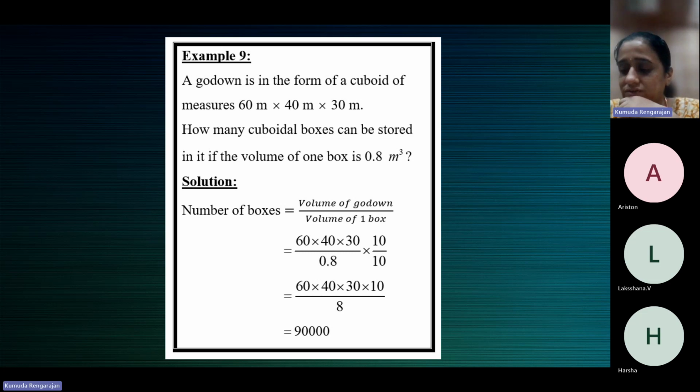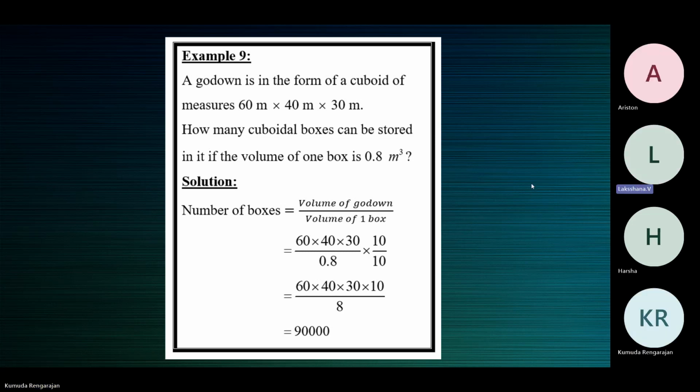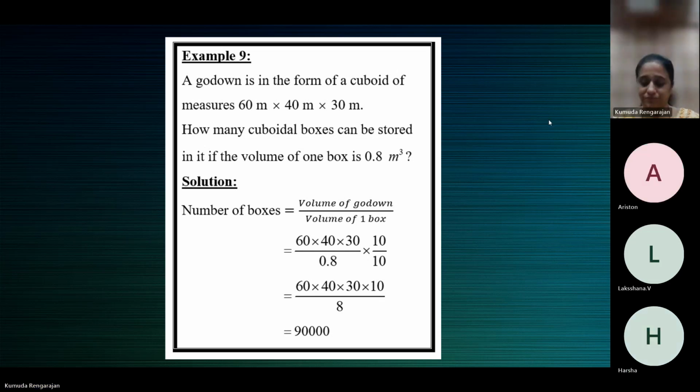Yeah, any clarifications? Please tell me, any clarifications? Any questions? No, ma'am. Okay. Ariston, Harsha? Yes, ma'am. Any clarifications? No, ma'am. No, ma'am. Okay.